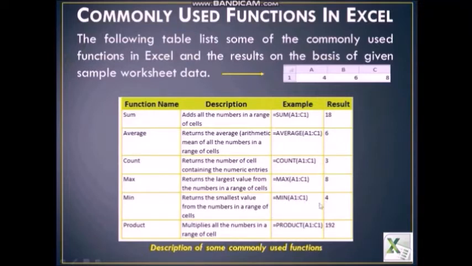And then the last one is PRODUCT, which multiplies all the numbers in a range of cells. =PRODUCT(A1:C1), and the result will be 192. So these are the descriptions of some commonly used functions.